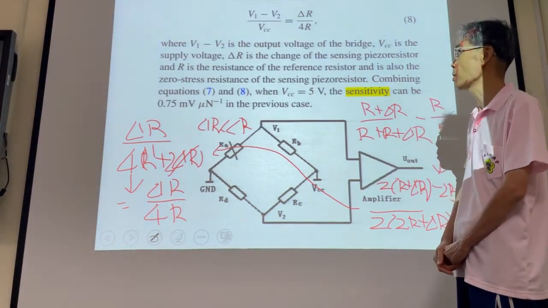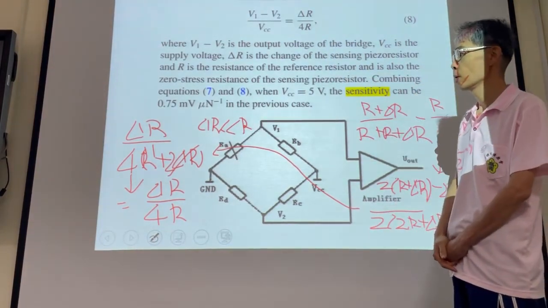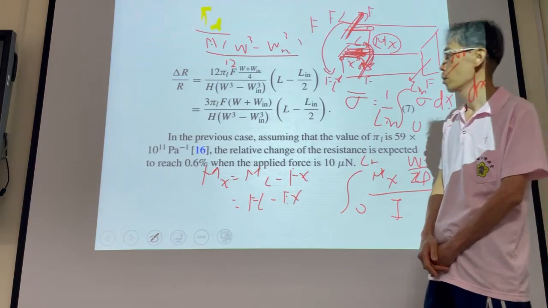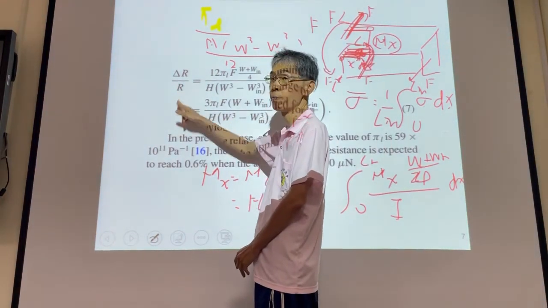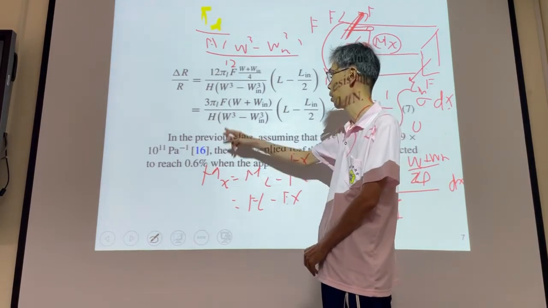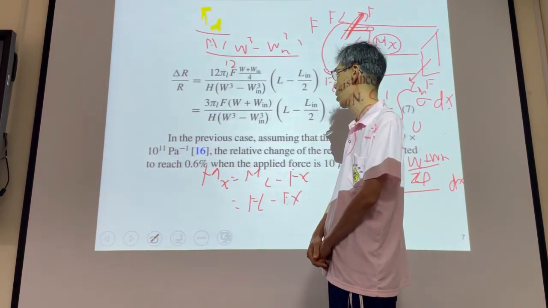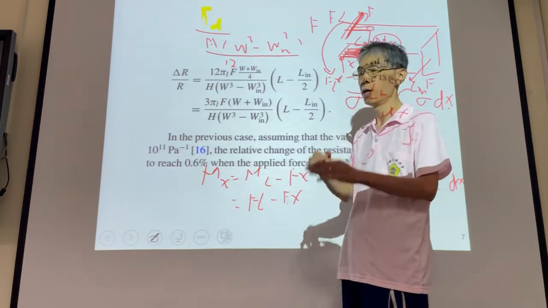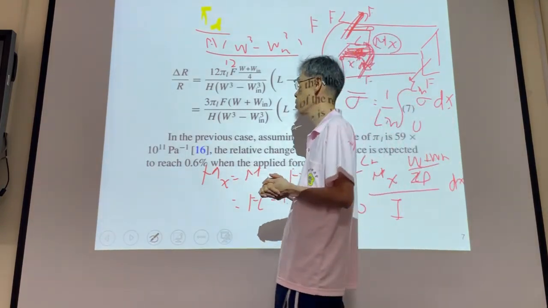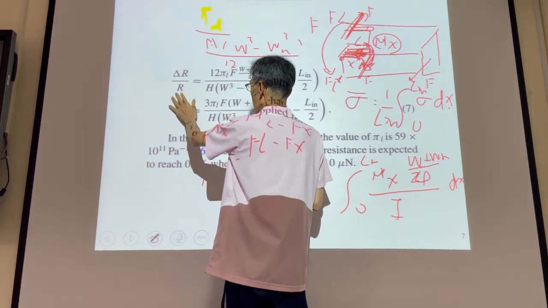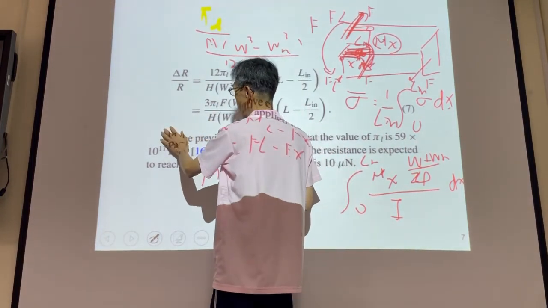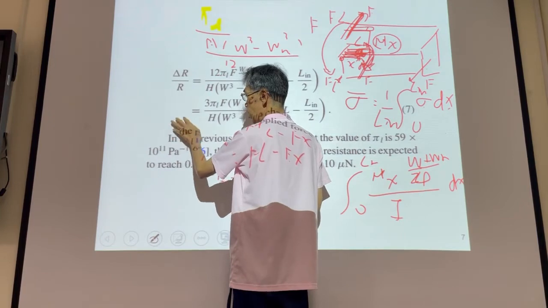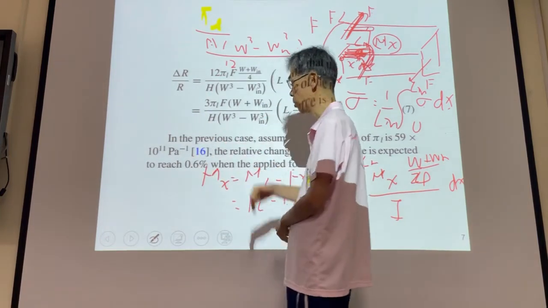So we got this equation 8, and the previous equation 7. Now we have delta R divided by R, and we have F here. In order to know the sensitivity, you can define the sensitivity as delta R divided by R divided by F. So the percentage change in resistance divided by total force is the sensitivity, because you are going to see next page.